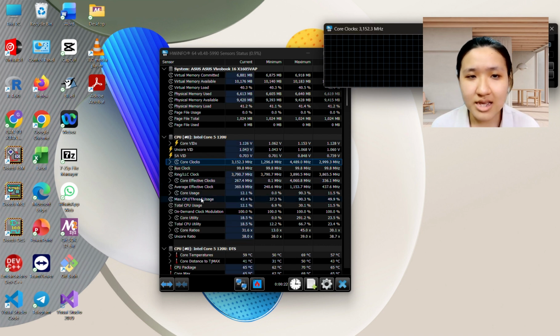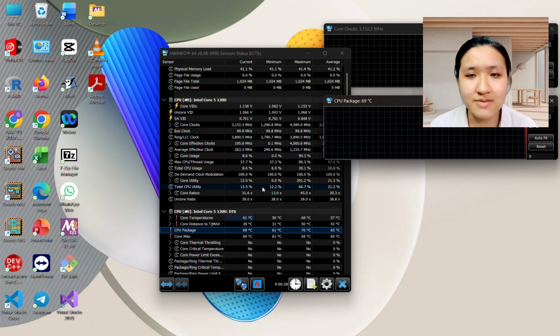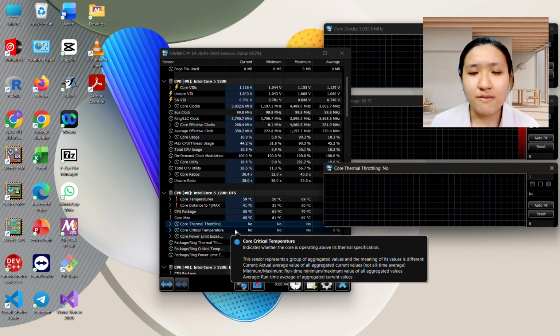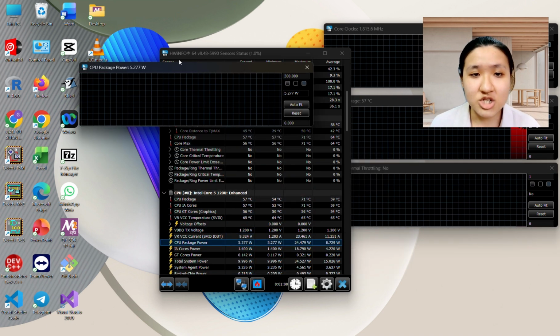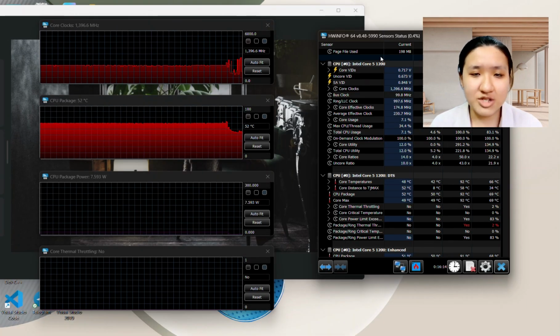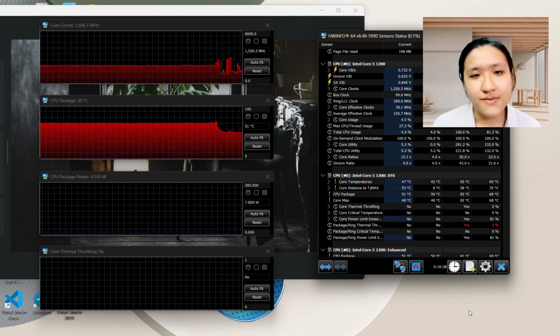Second, core thermal throttling. This shows a yes or no indicator for whether the CPU is being thermally throttled. Third, CPU package power, showing how many watts the CPU is consuming. And fourth, the core temperature section showing CPU temperature in degrees Celsius. After the benchmark completes, I stop the CSV logging and open the log file in Microsoft Excel for analysis.